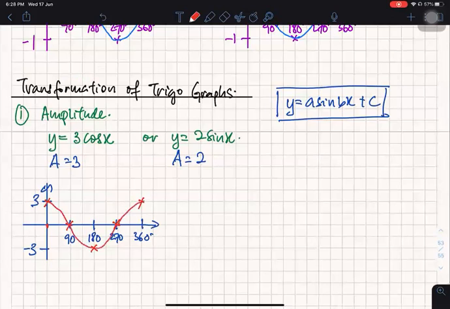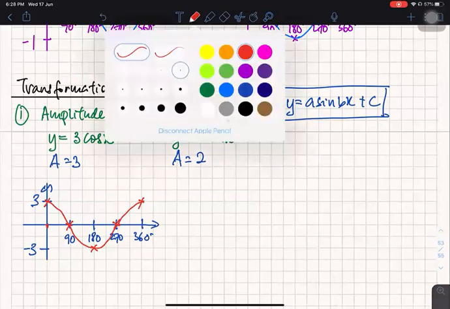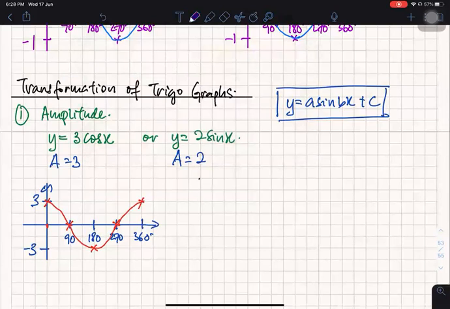Okay, please try to draw it nicely. Okay, so that is amplitude. That's the easiest transformation ever. Okay, so now let's do when the amplitude is 2 for the sine graph.